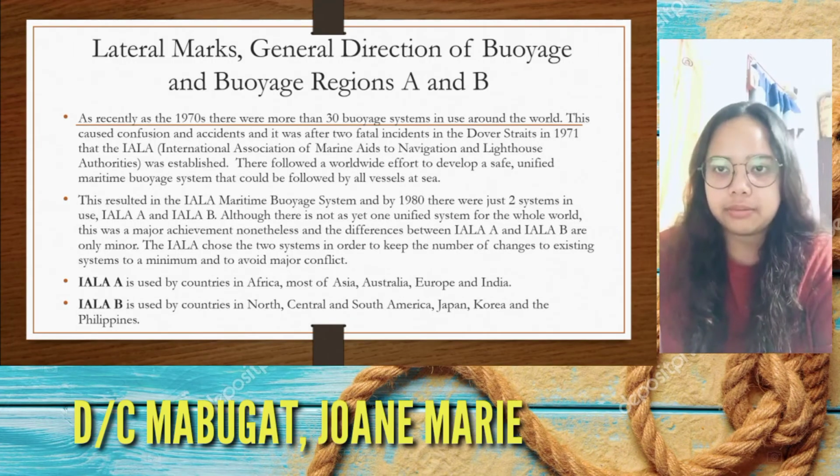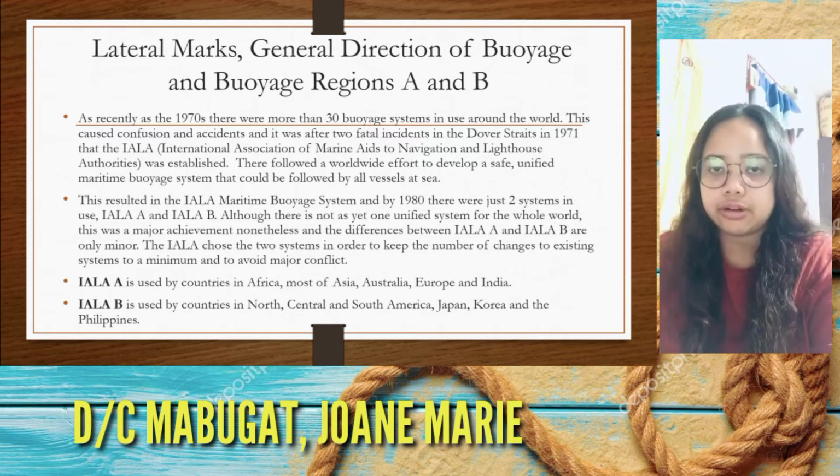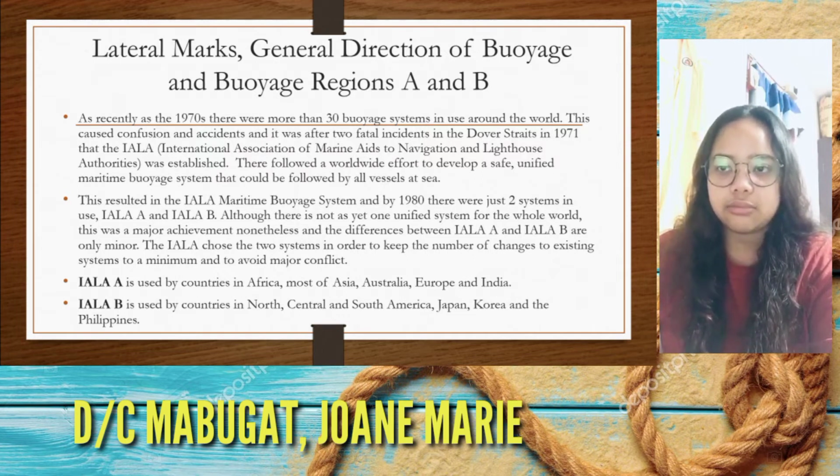Hi, this is Cadet Mabugat and I will be explaining about the lateral marks, general direction of buoyage, and buoyage regions A and B. As recently as the 1970s, there were more than 30 buoyage systems in use around the world. This caused confusion and accidents, and it was after two fatal incidents in the Dover Straits in 1971 that the IALA was established.